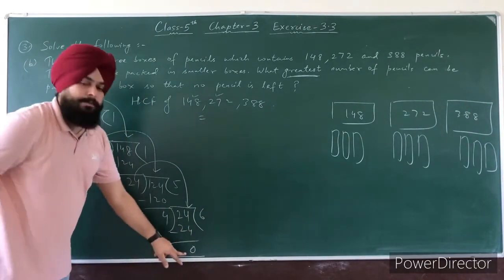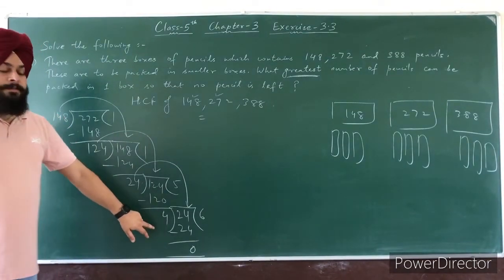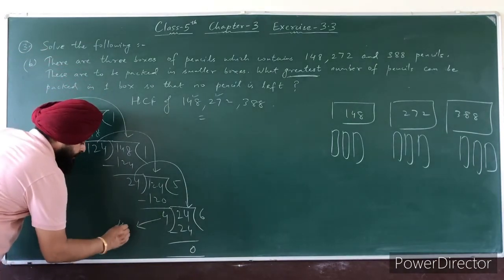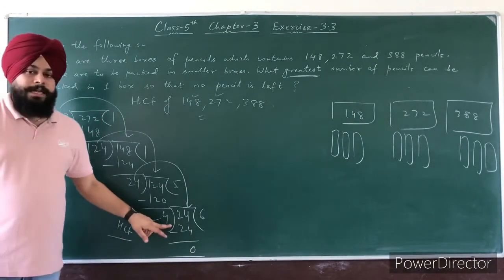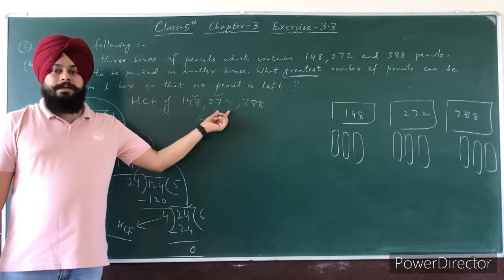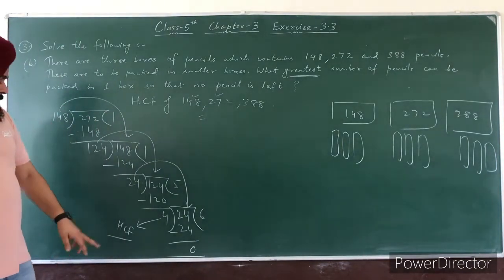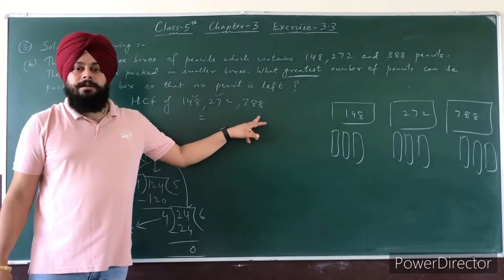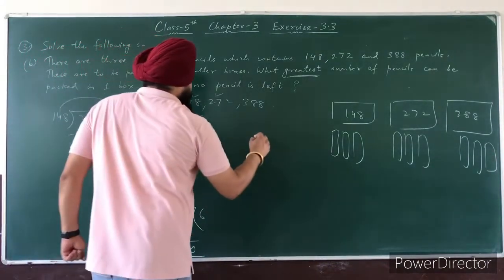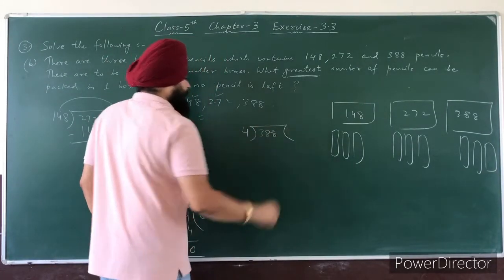Now what is the remainder? Remainder is 0 here. It means the last divisor of this process is our which one? 4. So 4 is the HCF of these 2 numbers, 148 and 272. Now we will find the HCF of this 4 and this third number 388. So that is our final answer. So now find the HCF of 4 and this 388.